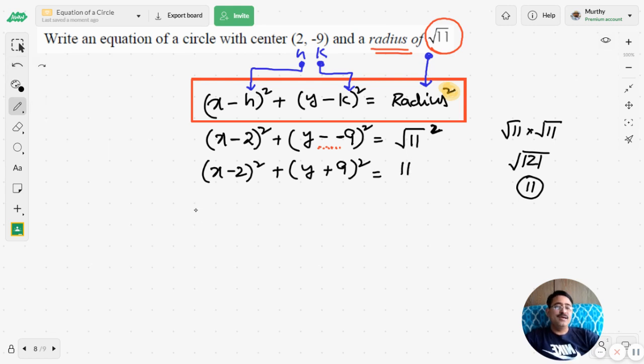While solving these kinds of problems, especially during testing, you have to be really, really careful. Otherwise, you may be tricked by the radius square and radius, those kinds of things. So this is the final answer. Any questions on this?